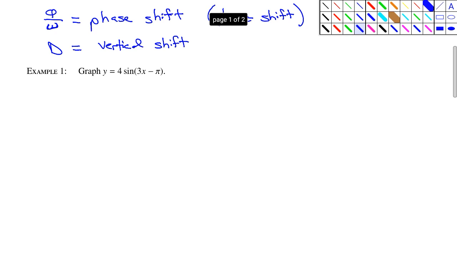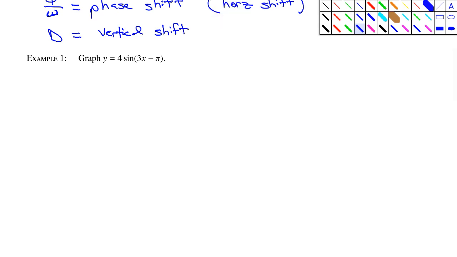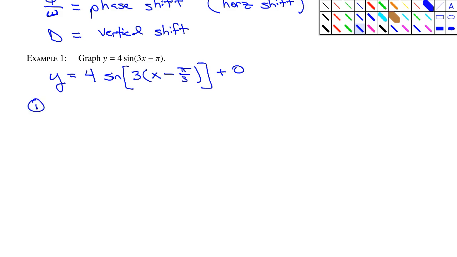Let's look at example 1. Graph y equals 4 sine of 3x minus pi. So our first step is to rewrite it as y equals 4 sine of, factor out the 3, 3 times x minus pi over 3, and there is no vertical shift in this one, so I'll just say plus 0 for emphasis. So step 1, isolate all these values.